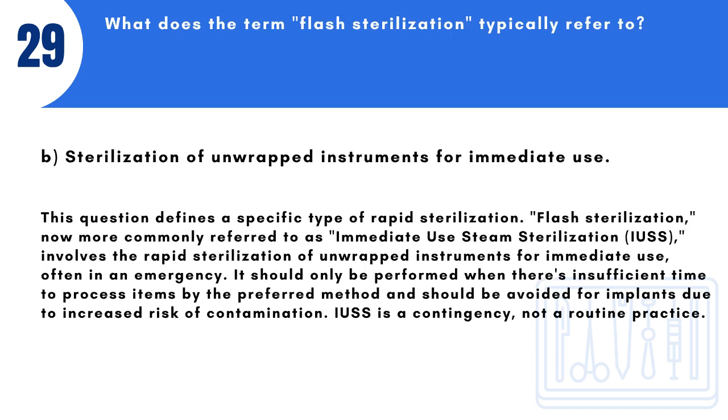Answer: B. Sterilization of unwrapped instruments for immediate use. This question defines a specific type of rapid sterilization. Flash sterilization, now more commonly referred to as immediate-use steam sterilization, IUSS, involves the rapid sterilization of unwrapped instruments for immediate use, often in an emergency. It should only be performed when there's insufficient time to process items by the preferred method and should be avoided for implants due to increased risk of contamination. IUSS is a contingency, not a routine practice.